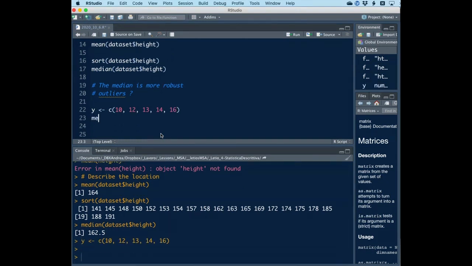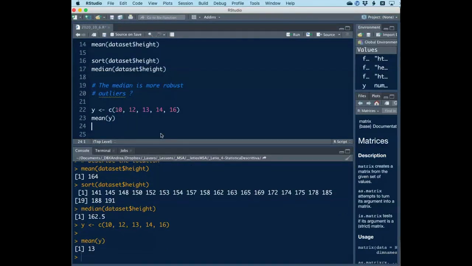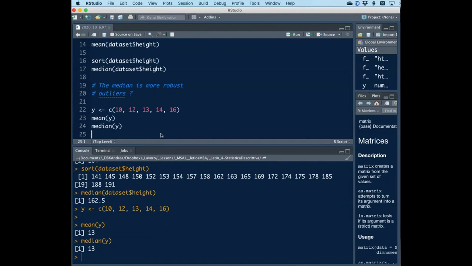So the mean for this data set is simply 13. The median is 13. So they are equal. Now let's try to see what happens if we have an outlier. Here, instead of having 16, I have 160. This would be an outlier because it's a very high value, which is really high compared to the other ones.